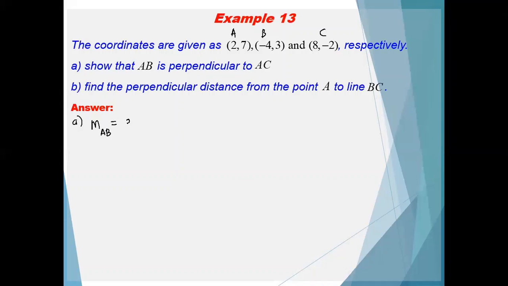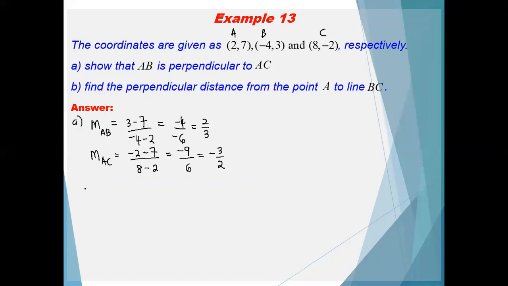So m_AB is 3 minus 7 over -4 minus 2. So we got -4 over -6. So it is 2 over 3. So how about m_AC? m_AC is -2 minus 7 over 8 minus 2. So it is -9 over 6, which is -3 over 2.